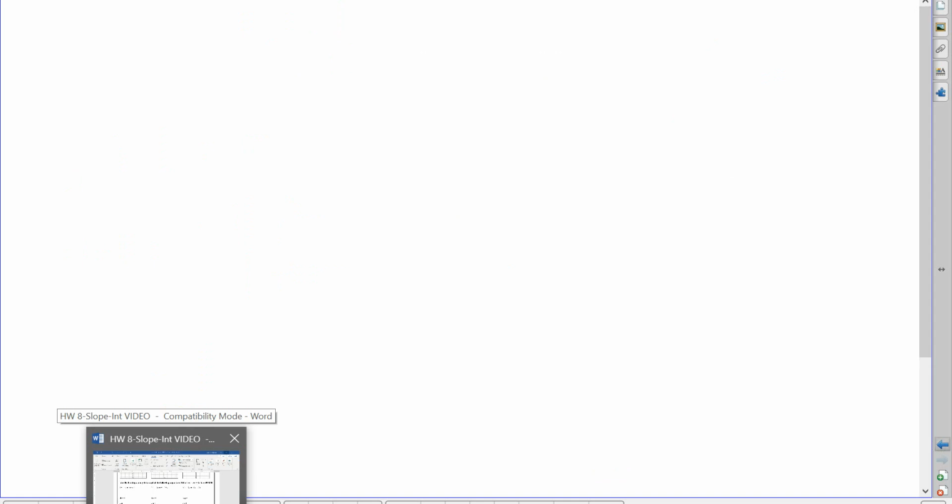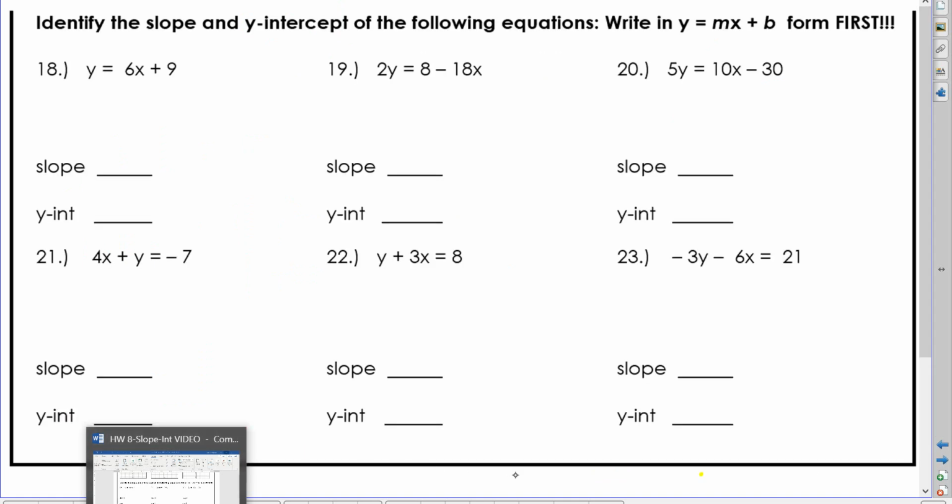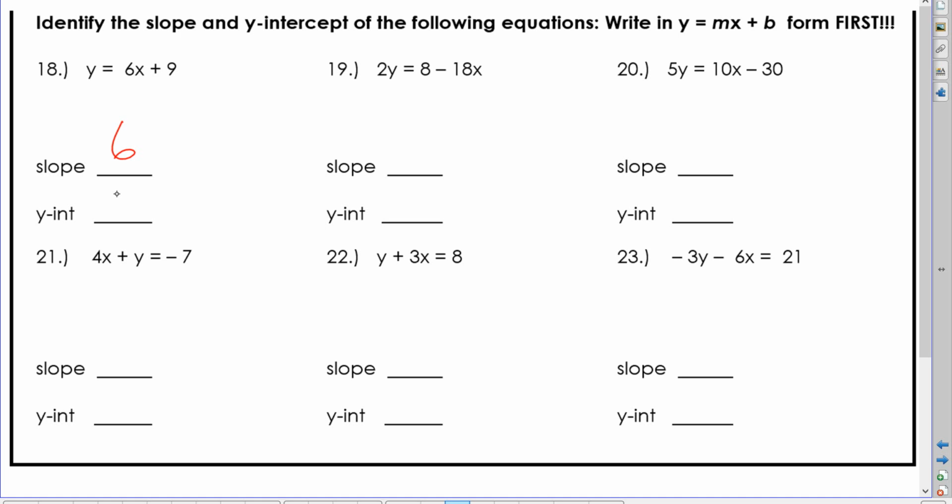Okay, let's take a look at this last section here. Identify the slope and y-intercept of the following equations, but write it in y equals mx plus b form first. So number 18 is in y equals mx plus b form. So the slope is the coefficient, and the y-intercept is the constant at the end.